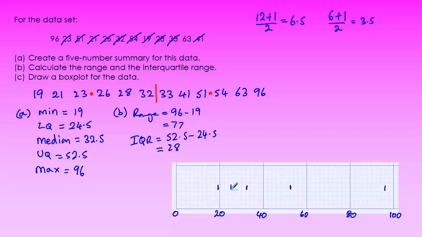Now, from the minimum to the lower quartile we have a line. From the upper quartile to the maximum we have a line. And then we construct a box around the quartiles, like so, with a line across at the median.